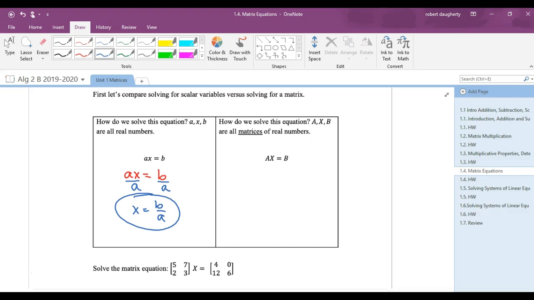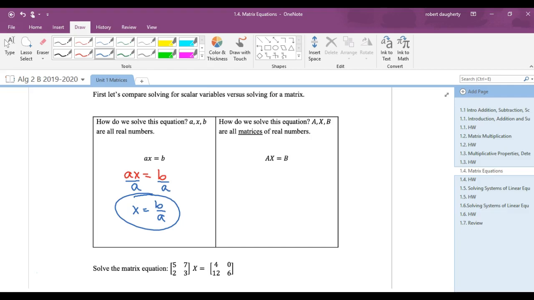Isolate the variable so you can subtract things on both sides, you can divide. Now, what's the one operation that we don't have for matrices? Division. We've talked about addition, subtraction, multiplication. There is no division of matrices. So if these are matrices, I cannot divide both sides by matrix A. So I can't do that.